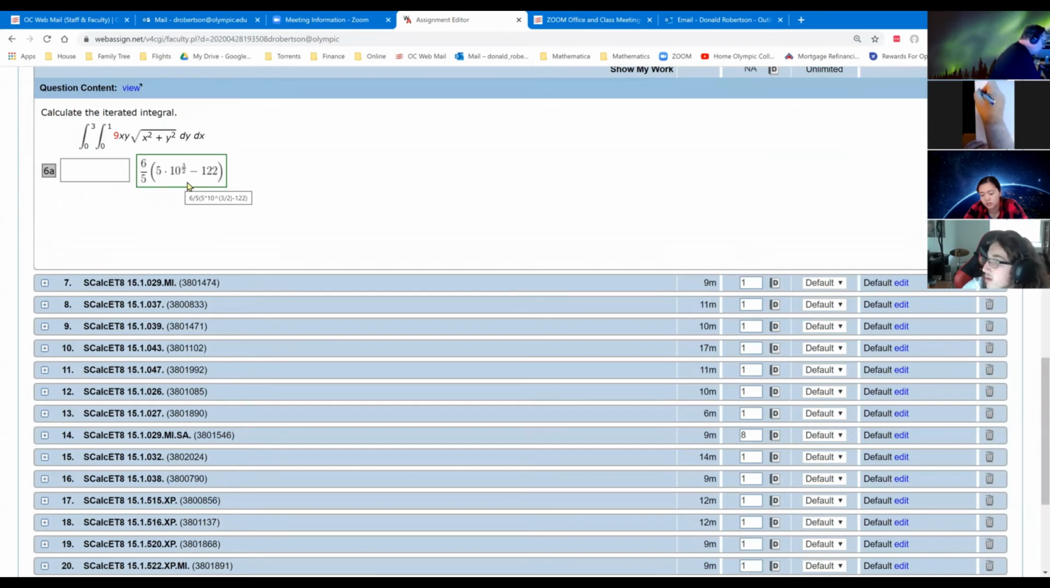So here we go. I want to get the integral from 0 to 3. I'll get this back on my screen in a minute. I have a 9xy, and then there's a square root of x squared plus y squared, finishing with the dy and the dx. So they want us to do y first and x second. I can handle that.